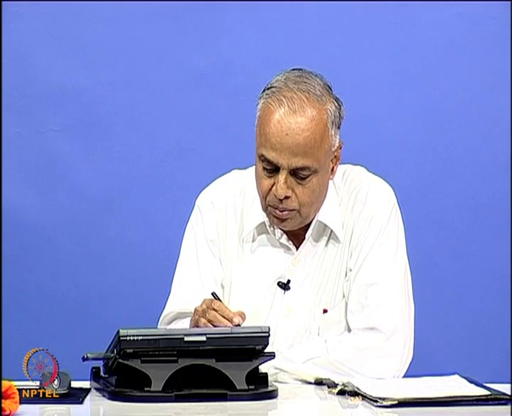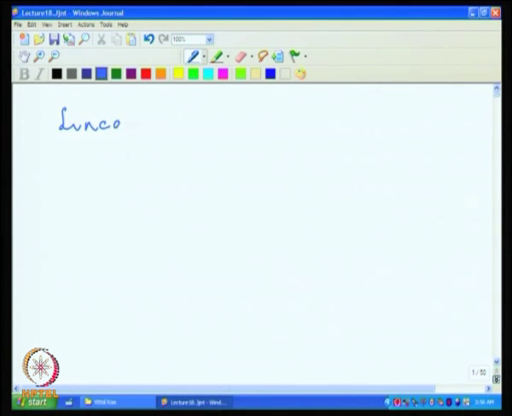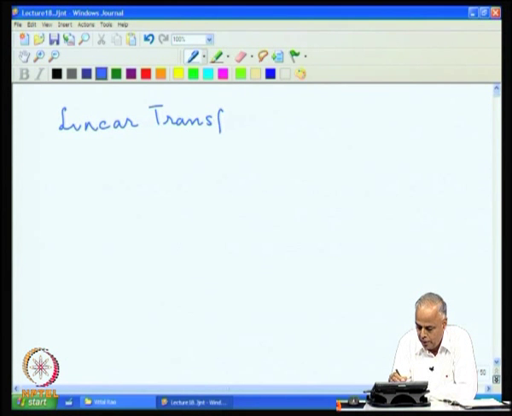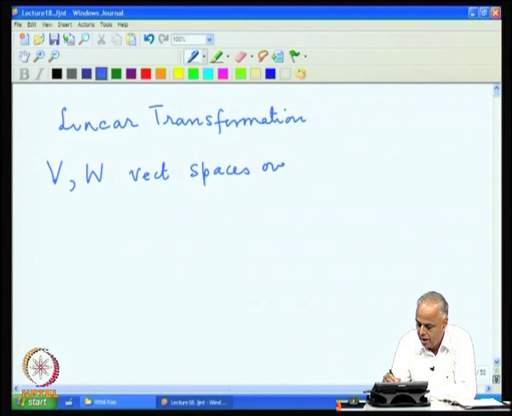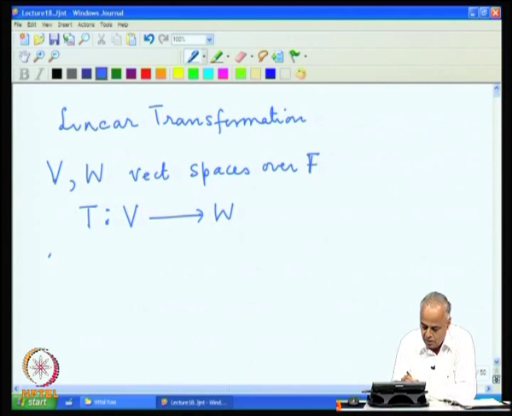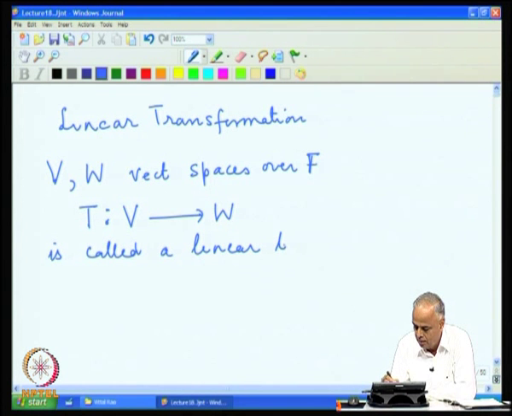In the last lecture, we introduced a very important notion known as linear transformations between two vector spaces. Let us recall the definition. Let V and W be vector spaces over a field F. Then a transformation which converts V vectors to W vectors is called a linear transformation. Of course, it transforms V to W. So, it is a linear transformation from V to W.